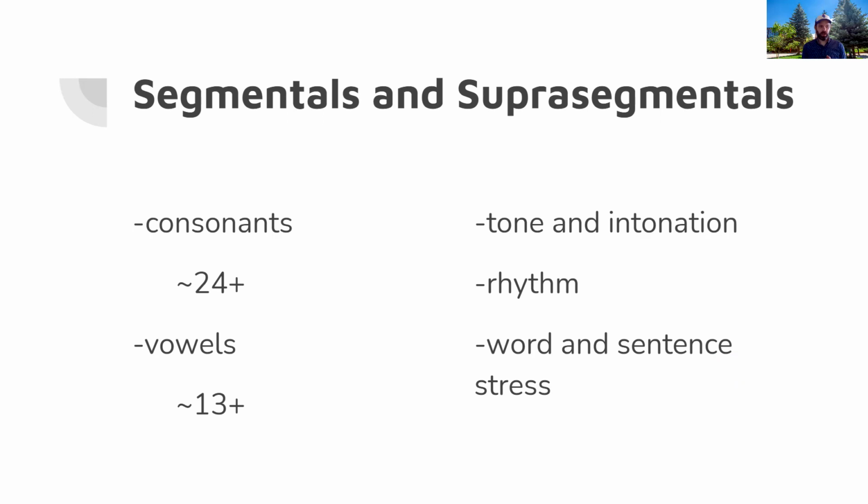Now, segmentals are what we think of as individual sounds. We consider these the phonemes of the language if you've ever taken another linguistics course. So a phoneme is the smallest meaningful unit of sound that a speaker of that language would consider being a separate sound in that language. So in English, we have consonants and we have vowels, and we have about 24 different consonants in most dialects of English, and at least 13 types of vowels. Some dialects will have a lot more.